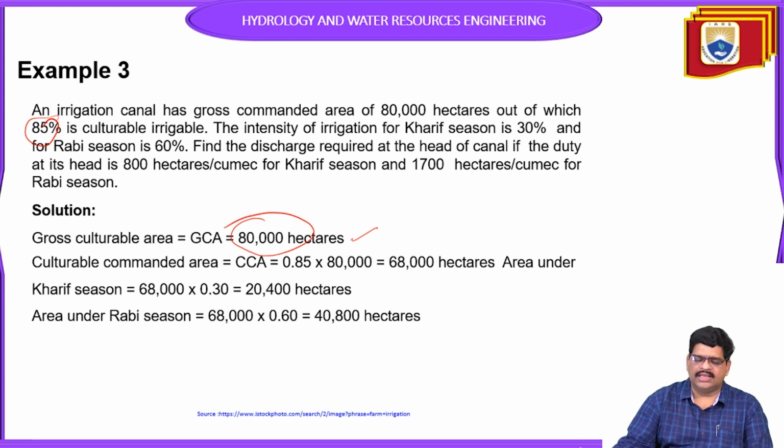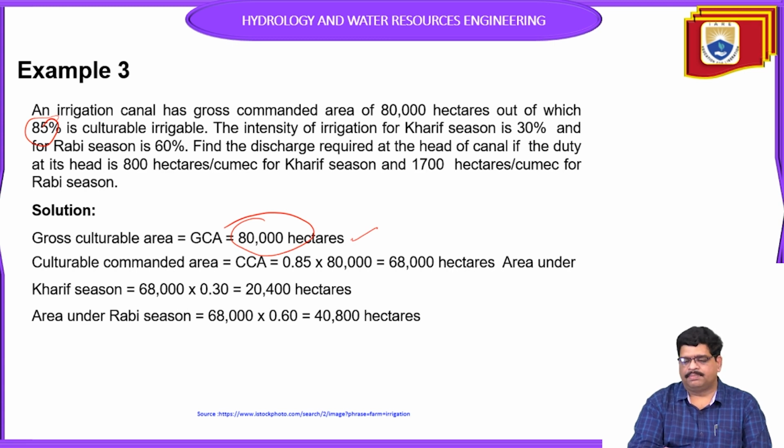So total area 85% is cultivable. That's why 80,000 into 0.85 is given. So that is equal to 68,000 hectares area under the irrigation.